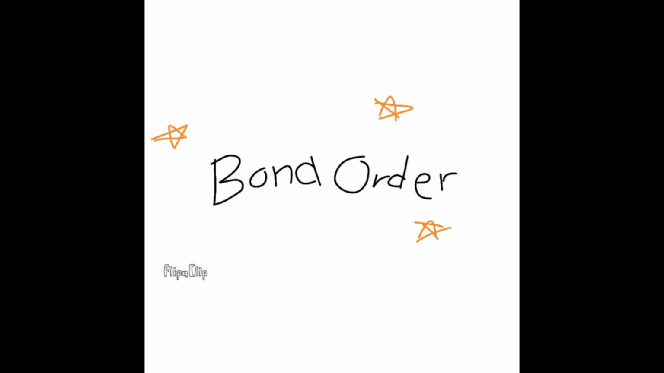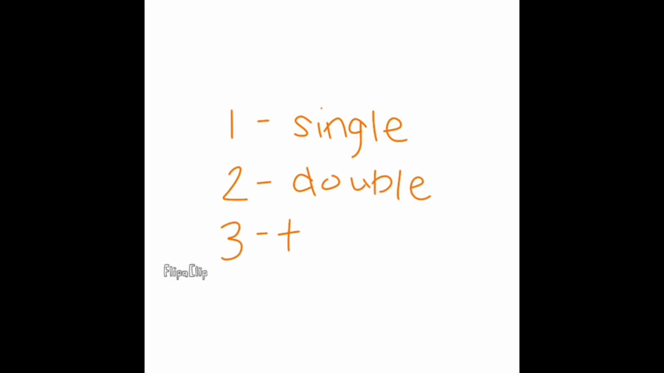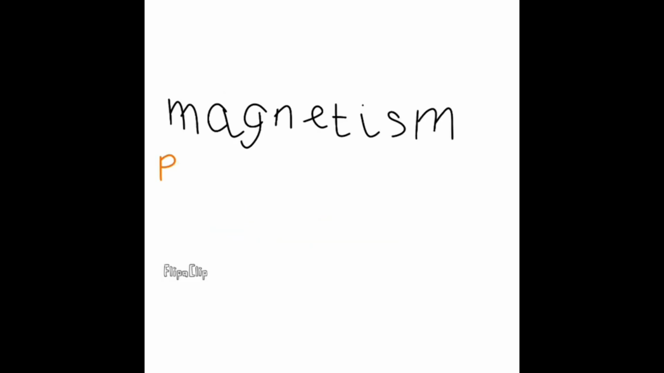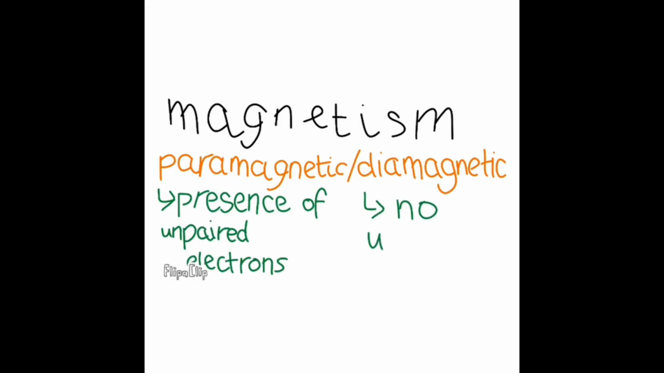The formula for bond order is the number of electrons in bonding orbitals subtract the number of electrons in antibonding orbitals, all divided by 2. A bond order of 1 is a single bond, 2 a double bond, and 3 a triple bond. Paramagnetism is the presence of unpaired electrons, while diamagnetism means that all electrons are paired.